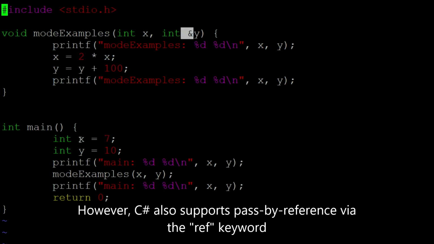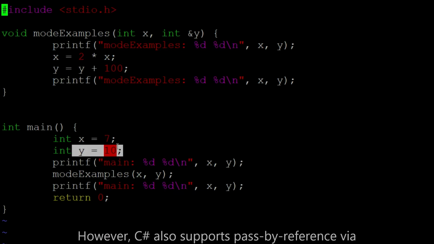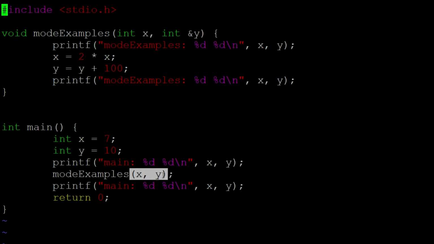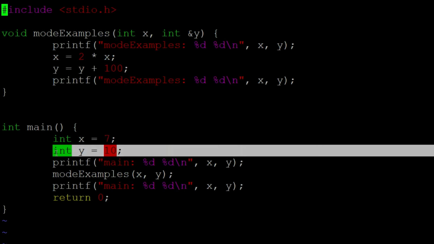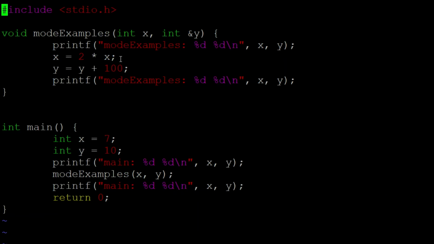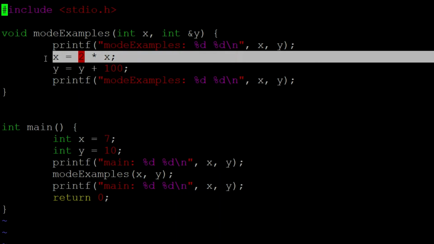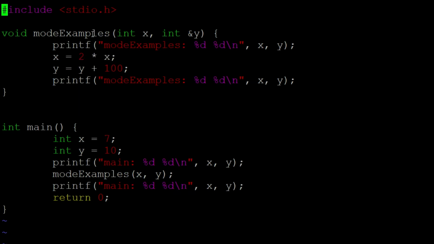In the main function, I assign a value of 7 to x and 10 to y, and I send those variables x and y in my function call. The value 7 is received by x, but y is only receiving the reference. The consequence of this is that when I modify y here, I'm actually modifying the original memory cell defined in the main function. In contrast, when I modify the value x here, I'm only modifying a local memory cell that ceases to exist at the end of this function call.